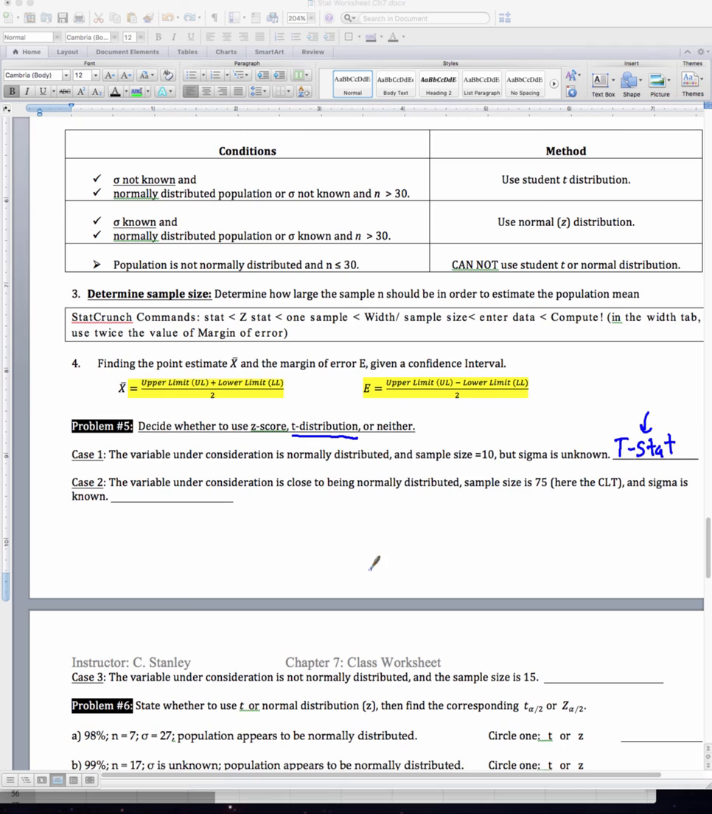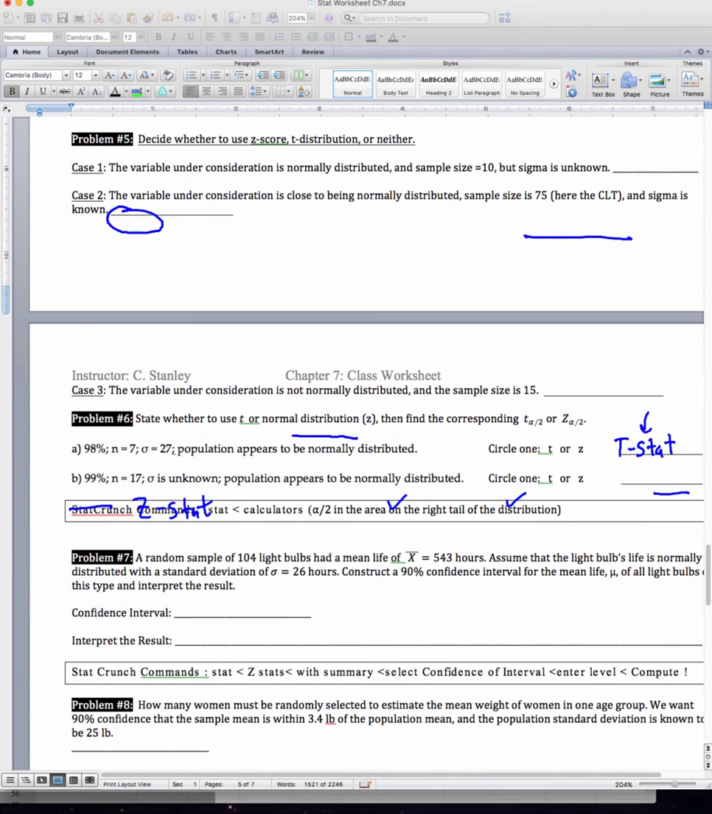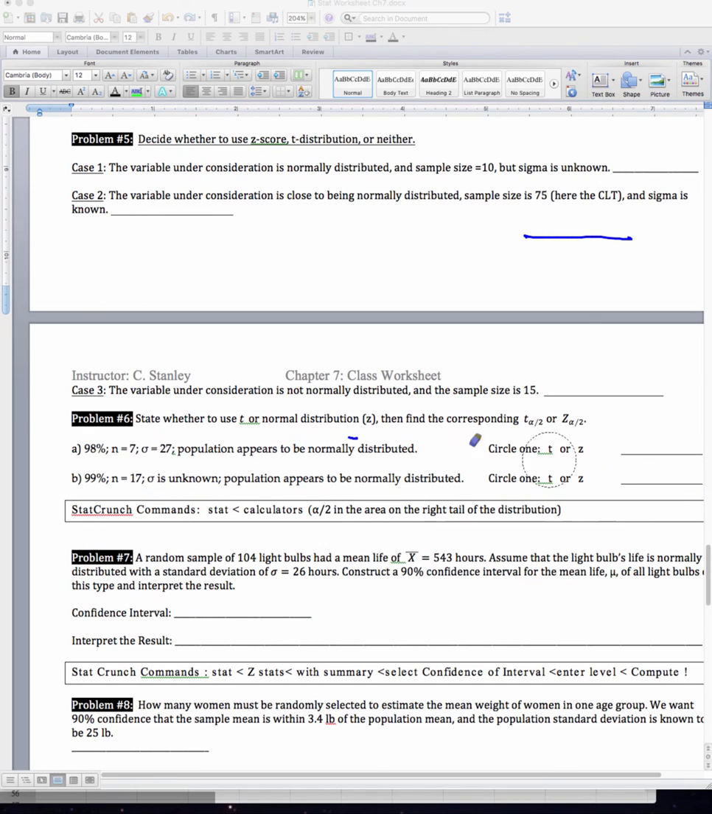Okay, the variable under consideration is close to being normally distributed. That's good enough for normal. The sample is 75, and sigma is known. You're going to use a normal distribution, which is a Z-stat. Okay, this is going to be the same thing. The variable under consideration is not normally distributed and the sample size is 15. So when something is not normally distributed, your sample size has to be 30 or more. In this case, it's not 30 or more, so it's going to be a neither.